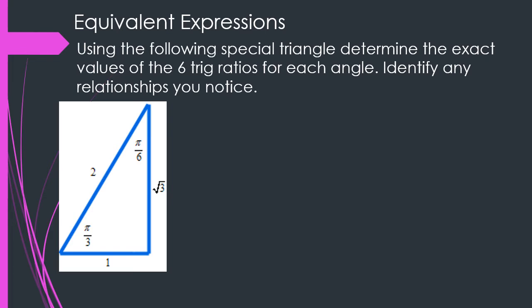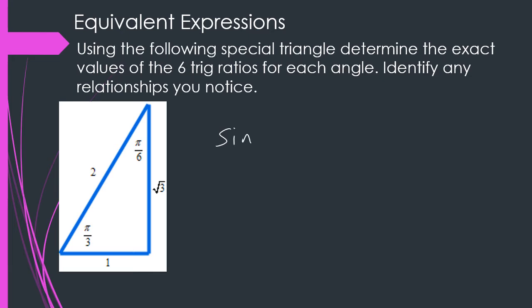So equivalent expressions. Using the following special triangle, determine the exact values of the 6 trig ratios for each angle. Identify any relationships you notice. So that's a special triangle. You don't actually have to do that. We'd spend a lot longer talking about this and experimenting and investigating and having a big discussion about this. I'm going to cut to the chase. I'm telling you, don't find the 6 trig ratios unless you really want to.